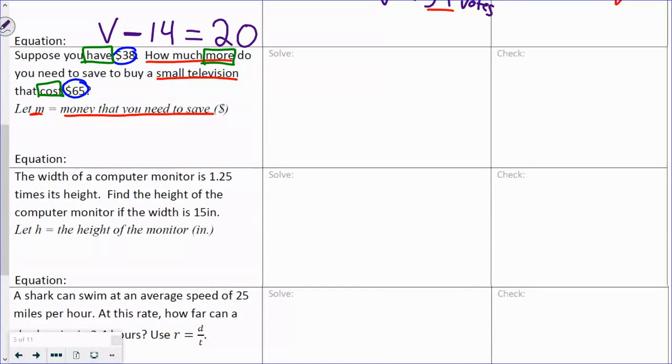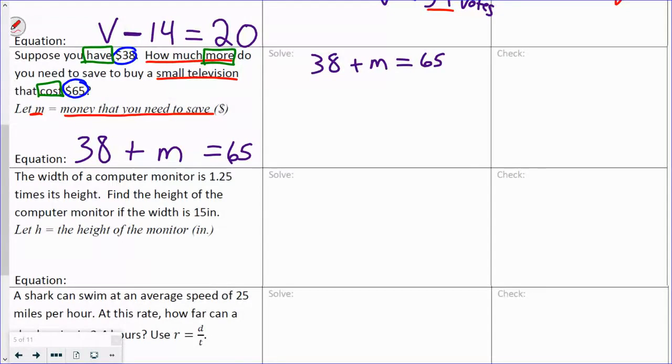We know we have $38. We're trying to get to $65. Okay, so we need to add more money to our bank account. Right? Makes sense. Okay, so we're going to take our $38 plus however much more we need, and that's going to equal 65. We need to solve this.